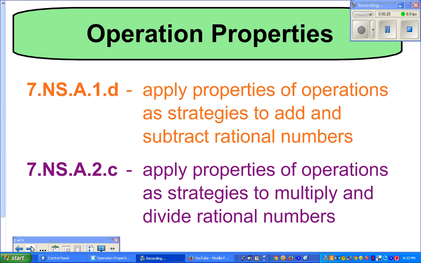We'll be learning the Mathematics Common Core Curriculum Content Standards relating to number sense, specifically the 7th grade standards 7NS A1D, in which we apply properties of operations as strategies to add and subtract rational numbers, and 7NS A2C, in which we apply properties of operations as strategies to multiply and divide rational numbers.